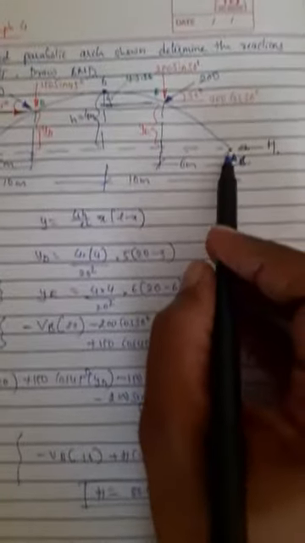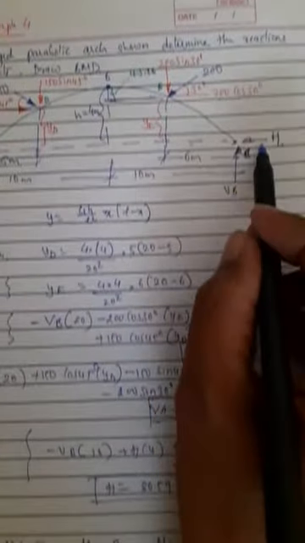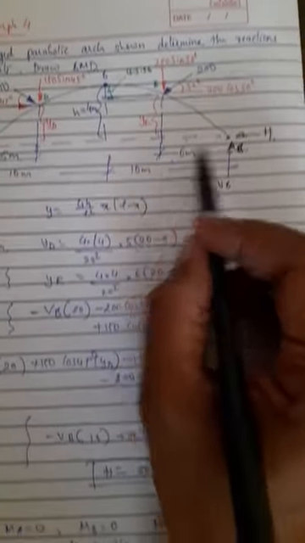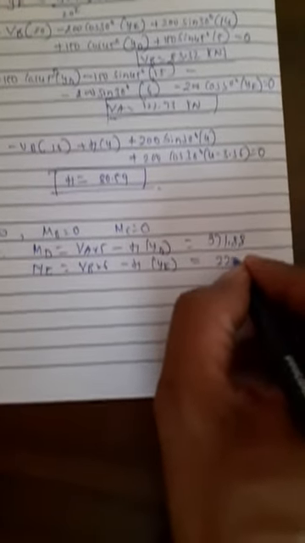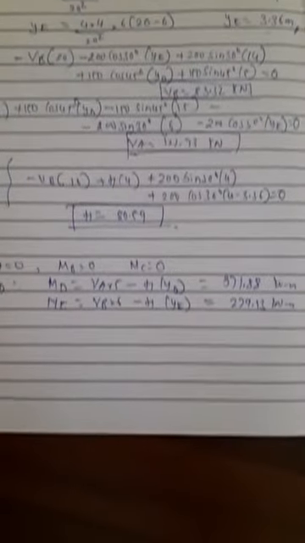Similarly, for moment at E, consider from C till E. I have to consider VB and H. ME is equal to VB into 6 minus H into YE. So I get the value 229.13 kilonewton meters. This completes the problem. Thank you.